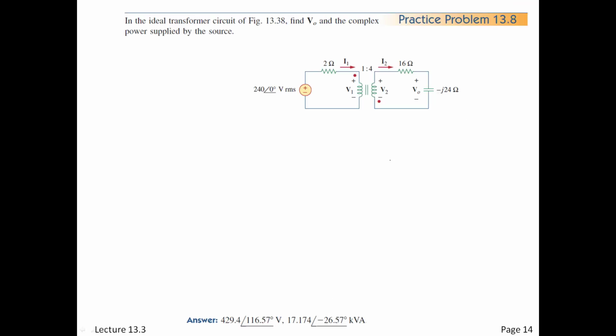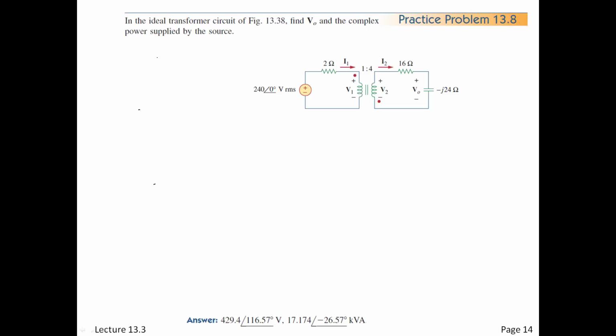We'll do another here, problem 13.8, where we've got this. We want to find V out, of course, the amount on the load and the complex power. So pretty much going to come down to, the difficult part is going to be finding V out, because to do that, we're going to have to find the currents. And of course, when we have the currents, the power will be relatively straightforward.